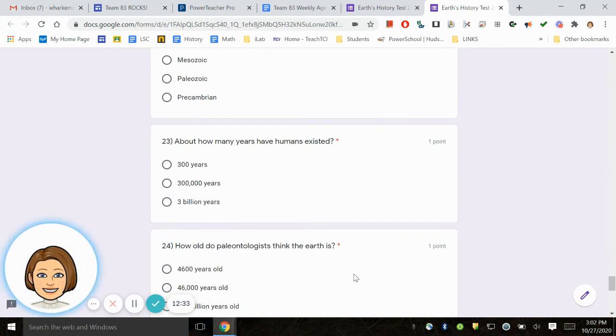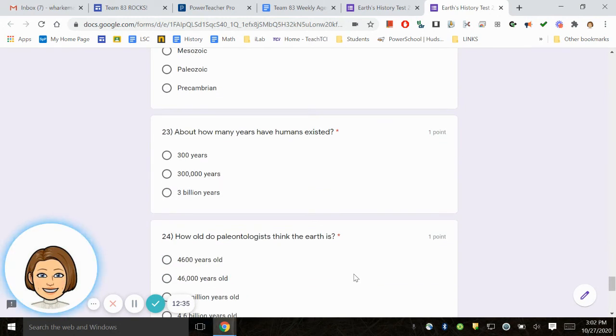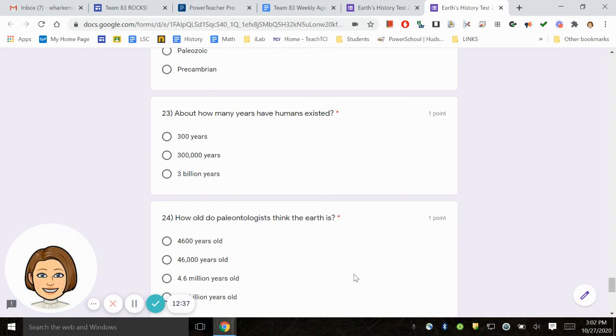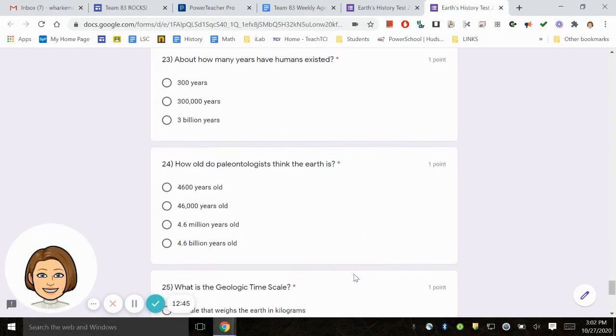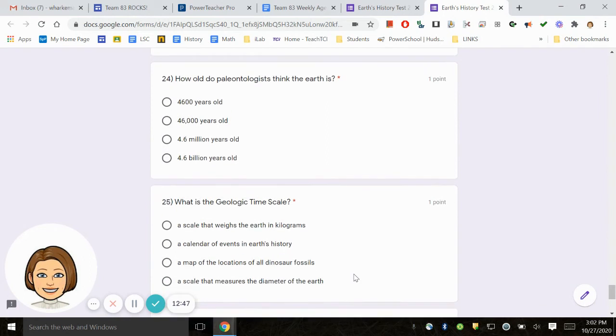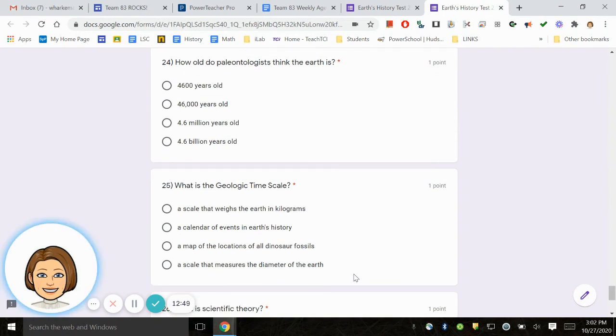Number 23, about how many years have humans existed? 300 years, 300,000 years, 3 billion years. Number 24, how old do paleontologists think the Earth is? 4,600 years old, 46,000 years old, 4.6 million years old, or 4.6 billion years old?